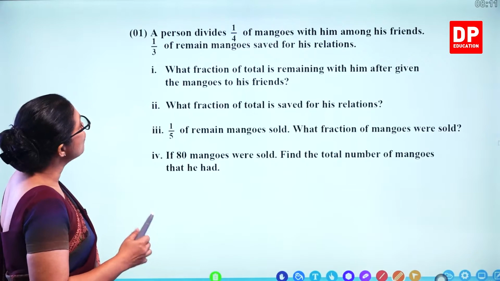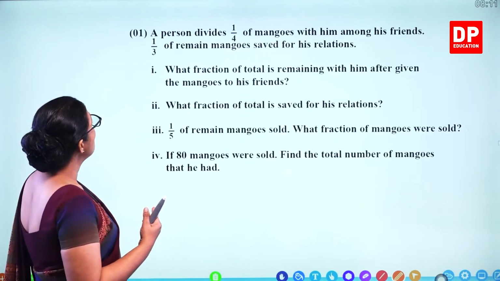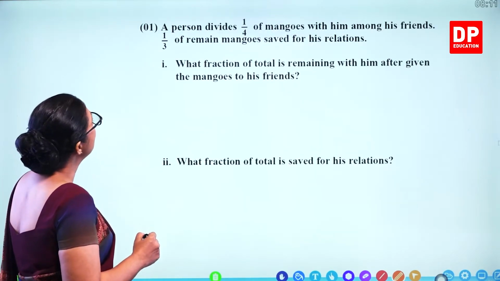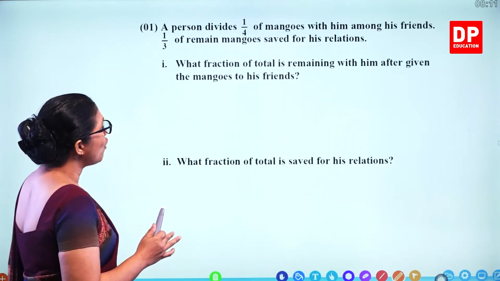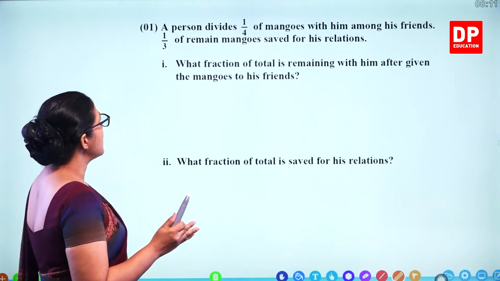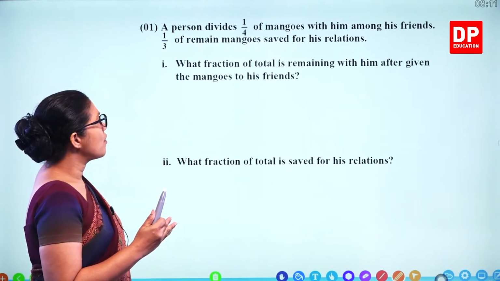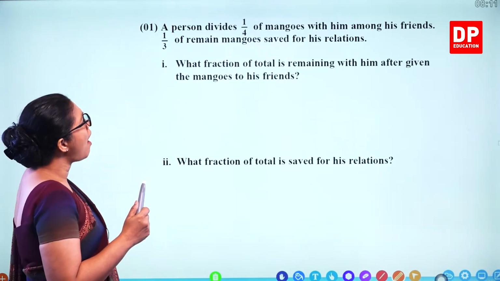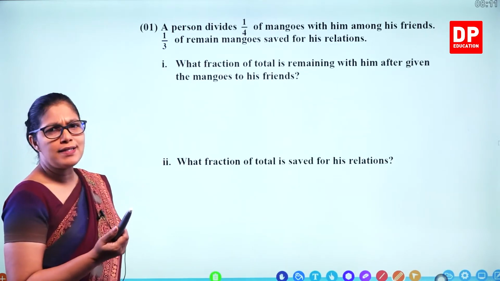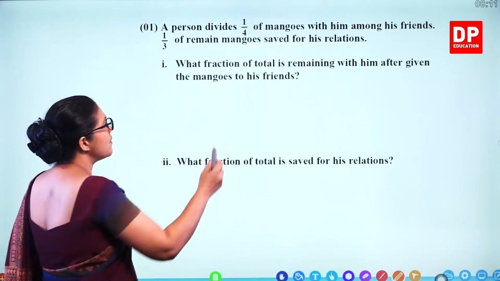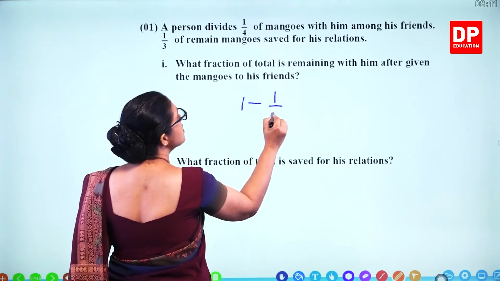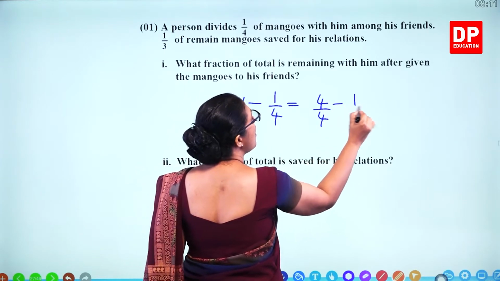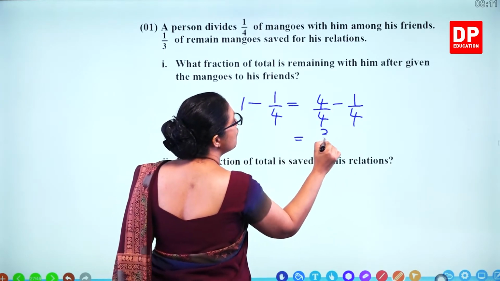Question number 1 about fractions. So that's, you get 4 parts. So let's do separately. Part 1. A person divides 1/4 of mangoes with him among his friends. 1/3 of remaining mangoes saved for his relations. What fraction of total is remaining with him after given the mangoes to his friends? 1/4 is given. So what's the remaining part? 1 minus 1/4. 1 you can write 4/4 minus 1/4. That's 3/4.